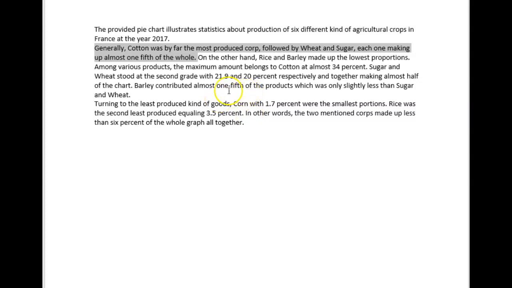As I already told you, this sentence really didn't make a lot of sense to me. You said that barley contributed almost 1/5 of the products, which were only slightly less than that, and that was really confusing to me. I didn't understand what that meant. I think you were trying to say that... I'm not really sure what you're trying to say. I really don't know, I'm afraid. Maybe that it rounded up the top 4, and then it was just around. It was really confusing. But I do think that you should have said something a little more.